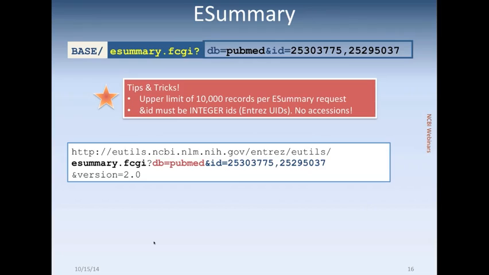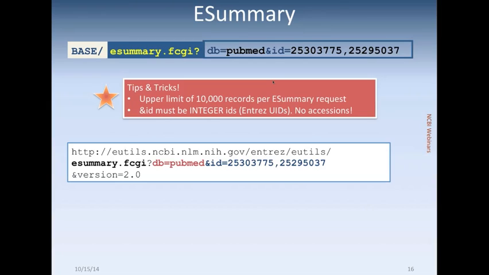All right, so ESummary. What does an ESummary call look like? It's pretty simple. So again, the base URL, esummary.fcgi, and then you give it the same kind of parameters, db equals pubmed. But there's a difference here. Now we give it id. So id corresponds to the unique integer identifiers, all right, for that particular database, in this case, PMIDs. So in this case, I've just chosen 2 PMIDs to use as an example, and it will give me those 2 docsums back.